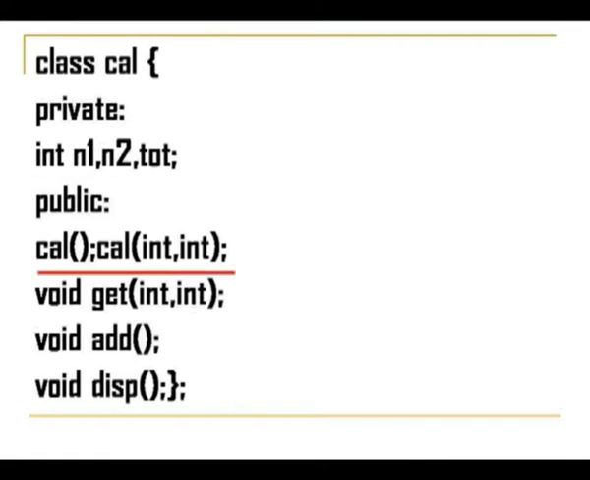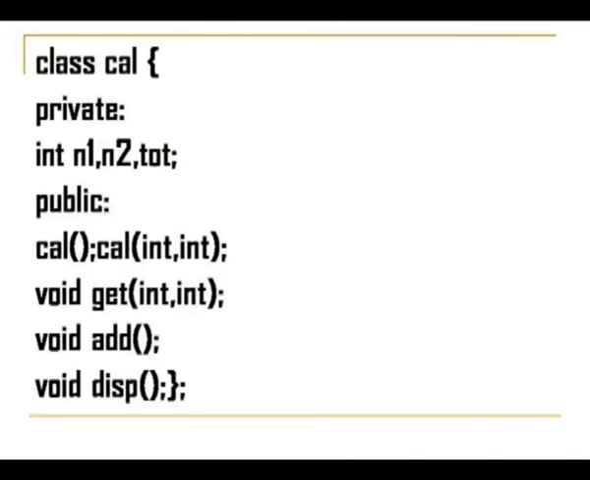Here if you see, there are 2 constructors. One constructor is cal with no arguments, the other constructor is also cal with 2 integer arguments. Then you have a get member function with 2 integer arguments again. You have an add function and you have a display function.